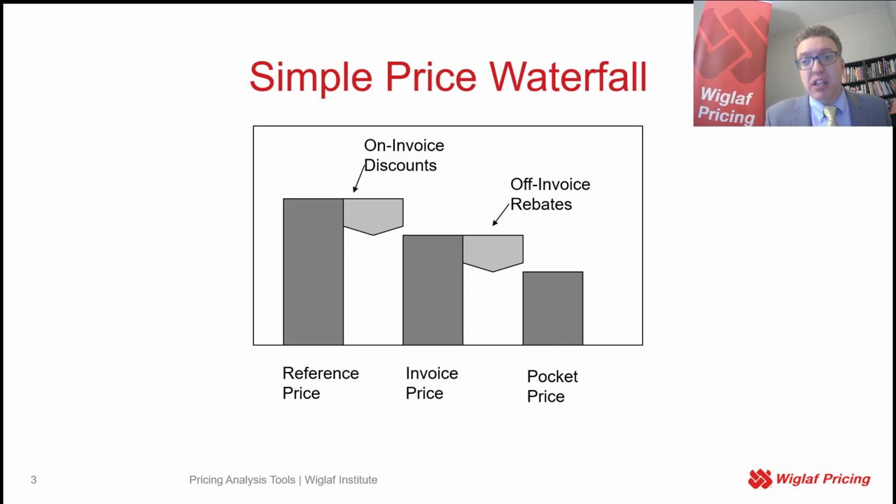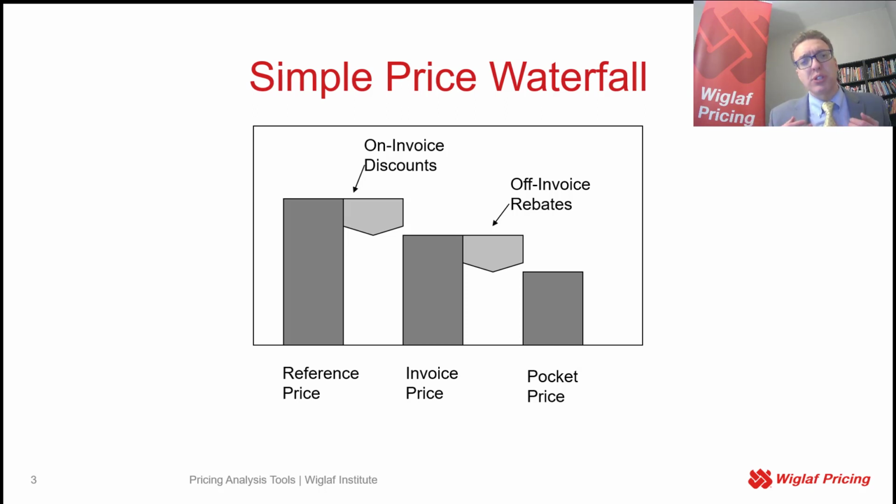And then you may also have some off-invoice discounts. These are rebates generally that are given back to the customer at the end of the year. In some cases, it may be the end of the quarter, but bottom line is it's some additional rebate, some additional negative price variance that's being passed back to the customer after you've already calculated an invoice price for that customer.